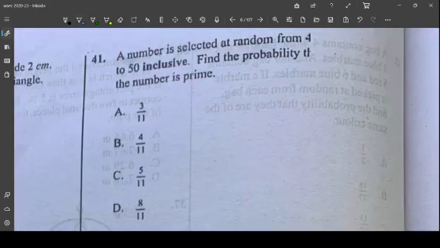Hi guys, let's look at question number 41. It says a number is selected at random from 40 to 50 inclusive. Find the probability that the number is prime.